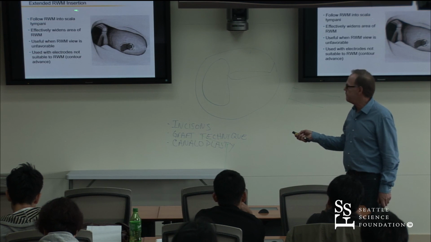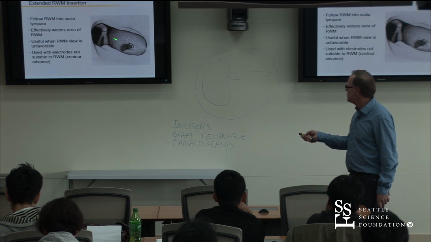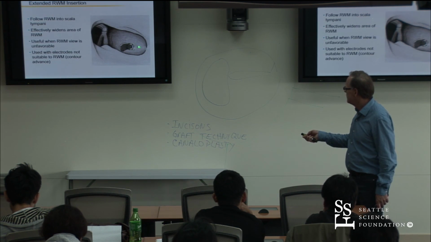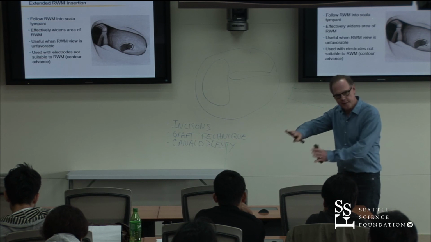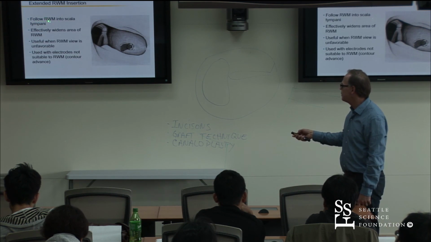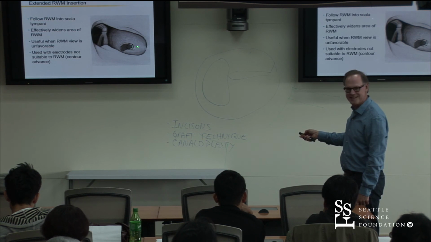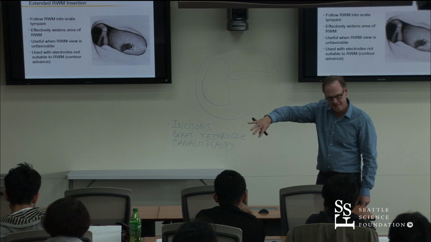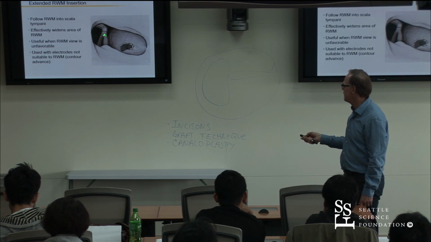This is probably my favorite thing to do, which is the extended round window membrane insertion. Same place, inferior and a little anterior. Follow the round window membrane into the scala. You will continue to have a membrane exposed in the scala, and it makes this bigger.